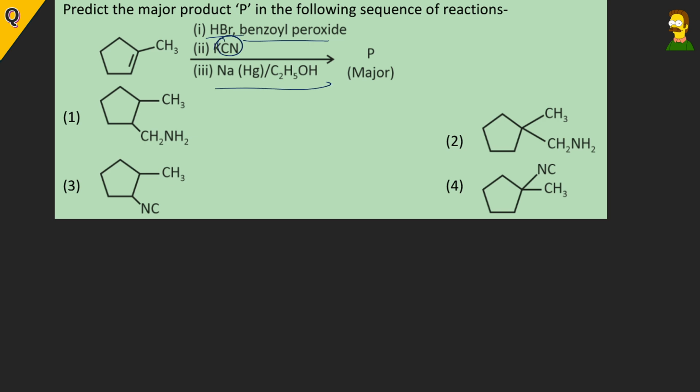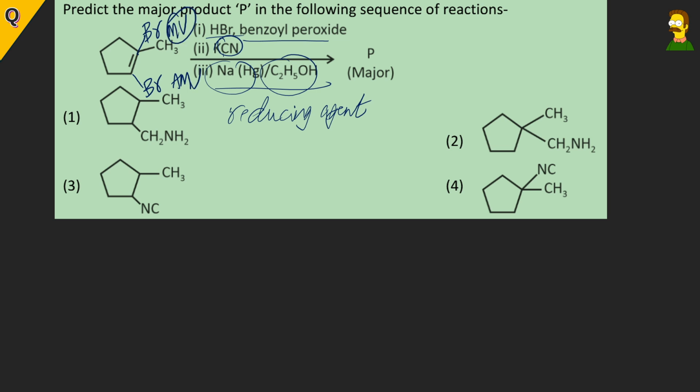Now, usually when you add CN, it adds to the carbon chain. एक और carbon add हो जाता है, which means the CN just gets added. And what's happening here? Na, C2H5OH. I feel that this is a reducing agent, but let's see, देखते हैं क्या होगा. Now this HBr, what this HBr does is, well, bromine gets added somewhere. If it's Markovnikov, it gets added here, or it could get added here. Yeah, this is anti-Markovnikov or Markovnikov, right?